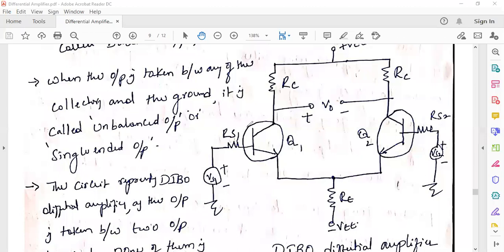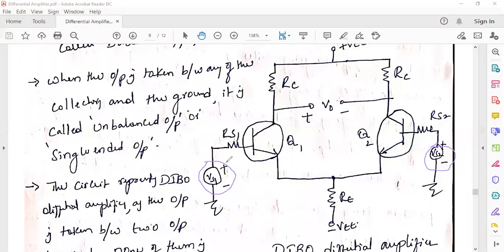Then coming to the input section, the input of transistor Q1. The base of Q1 is connected to input 1. VS1 is input 1, and Vs2 is input 2. Already we know that a differential amplifier amplifies the difference between two input signals. Now, what is the difference between a normal amplifier and a differential amplifier? A differential amplifier will be used when the amplifier has two inputs.